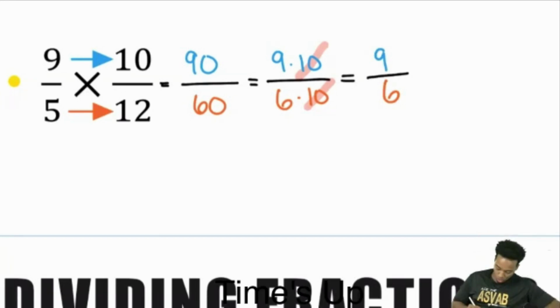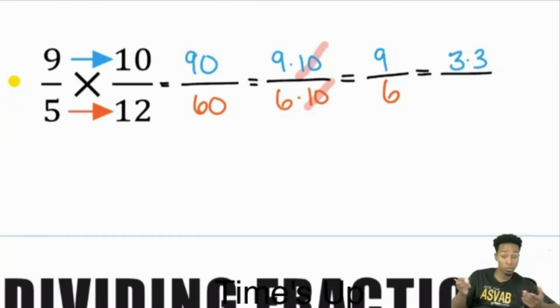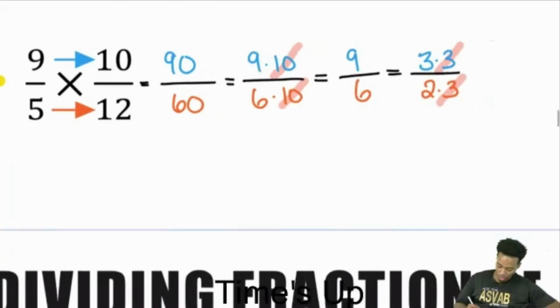And so you can go ahead and actually further split that up and say, hey, we got ourselves 3 times 3, because that's what makes 9. And then 6 would be 2 times 3. Cancel that out, and you're left with 3 over 2. Are we done now?